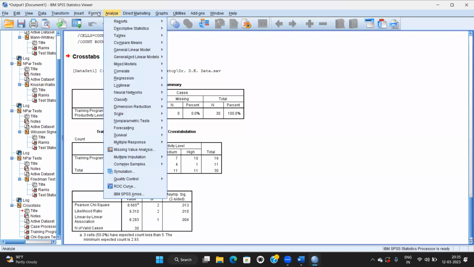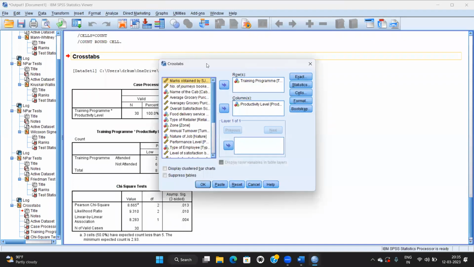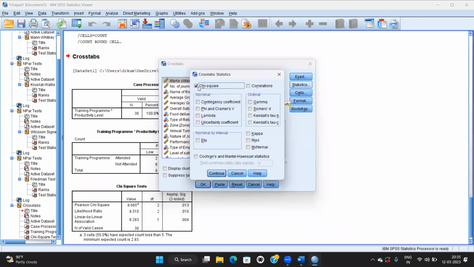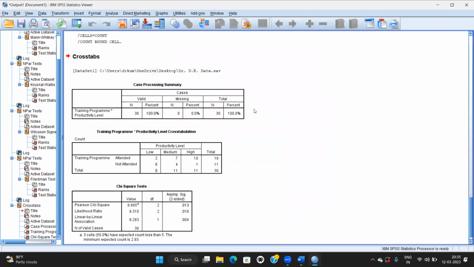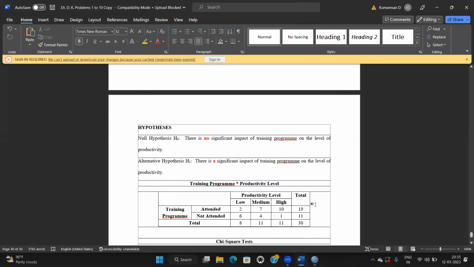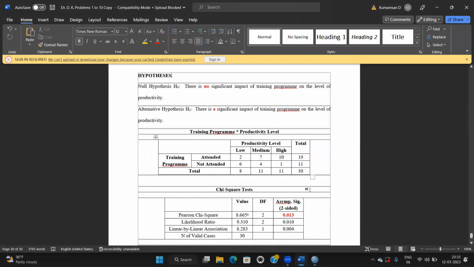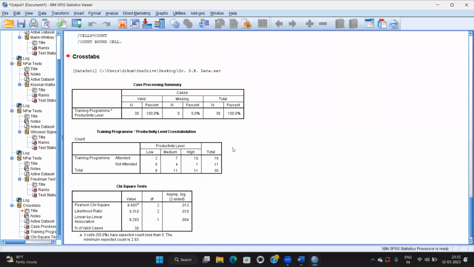Let me repeat. Analyze, descriptive statistics, cross tabs. Row variable, training program. Column variable, productivity level. Go to the statistics button, select chi-square manually, then continue, then click OK. You will get results like this. There are 3 tables. Now come to the bottom. I have given only 2 tables. The first one is just a case processing summary, so we have not used that.